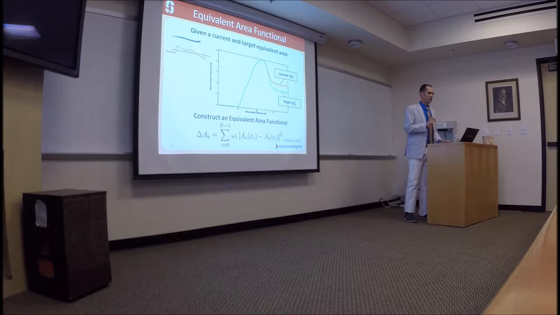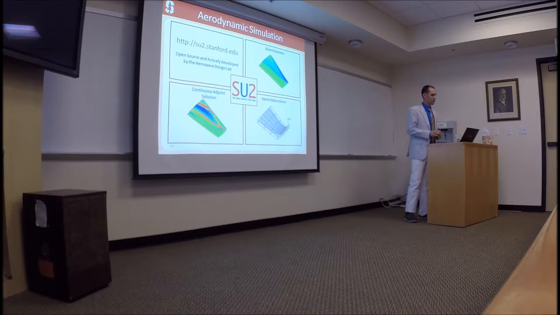To constrain the equivalent area, I'll use a functional, delta AE, shown here, based on the L2 norm of the difference between a target equivalent area distribution and a current design equivalent area distribution. All the simulation work that I present today will be done using an open source solver called SU2.